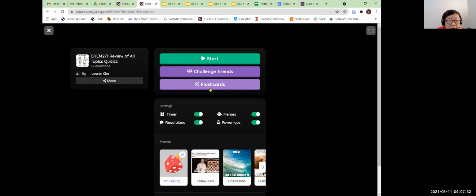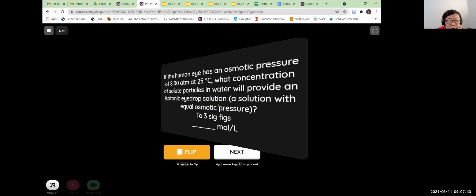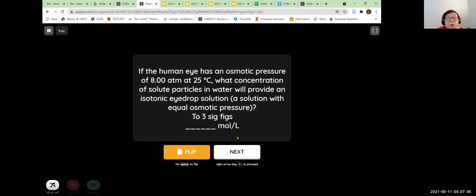The flashcards are really neat because you can just flip the cards. It kind of treats it as a game, so I think you will enjoy it. So you can click flip, and then it'll tell you the answer, so you can try this out yourself. For instance, this one was like Henry's law, because it's like osmotic pressure. Sorry, it's not Henry's law, it's just osmotic. It's related to that unit, I don't remember.